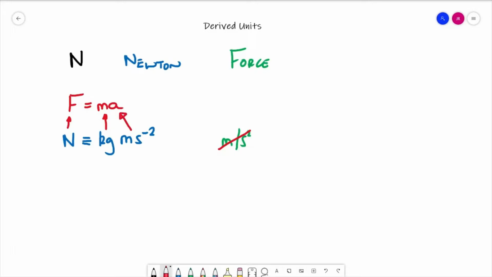So there we go, very easily, just using one equation, we've taken the Newton, which is the derived unit, and we've gone back to the base units and seen what the equivalent in base units is. So the Newton is equivalent to kilogram metres per second squared.